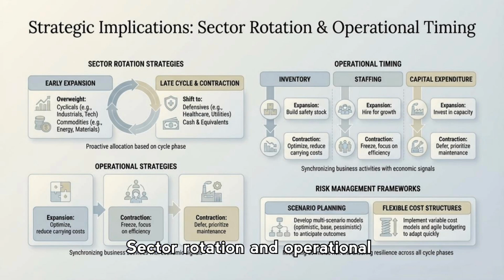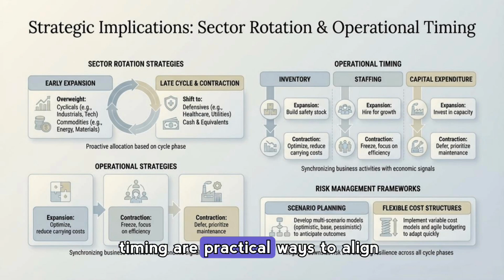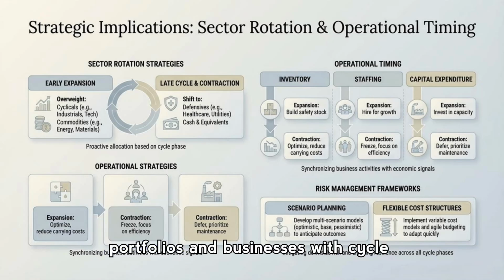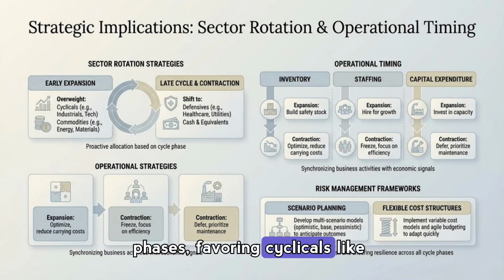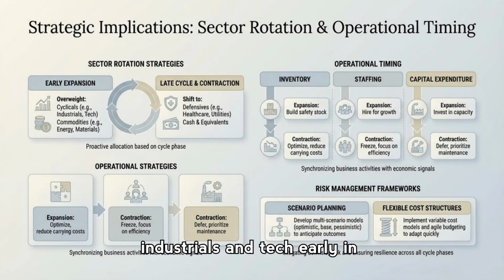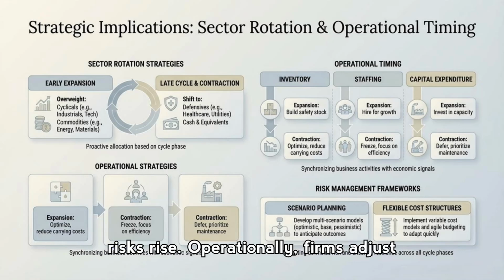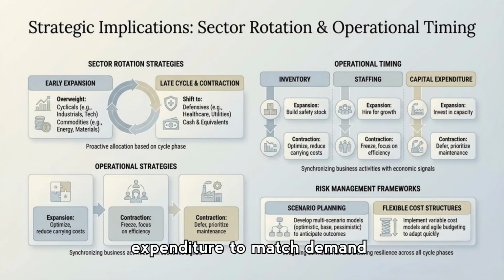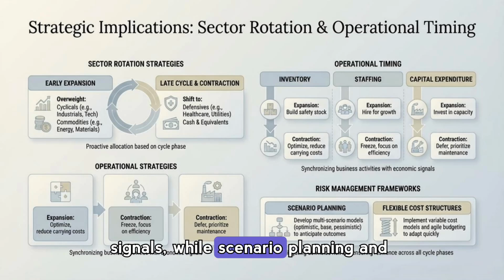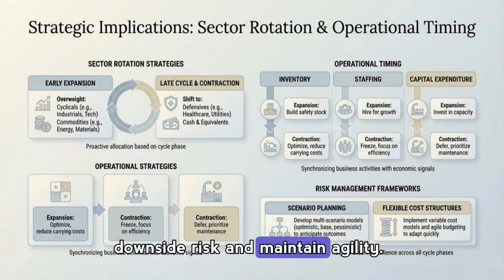Sector rotation and operational timing are practical ways to align portfolios and businesses with cycle phases, favoring cyclicals like industrials and tech early in expansion, then shifting toward defensives and cash as late-cycle risks rise. Operationally, firms adjust inventory, staffing, and capital expenditure to match demand signals, while scenario planning and flexible cost structures help manage downside risk and maintain agility.